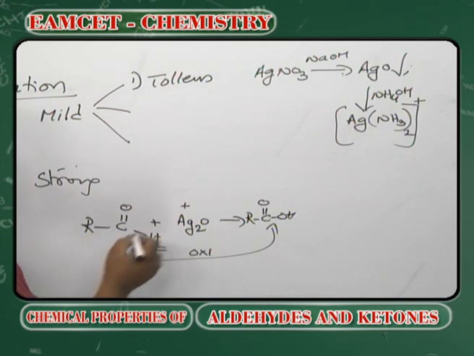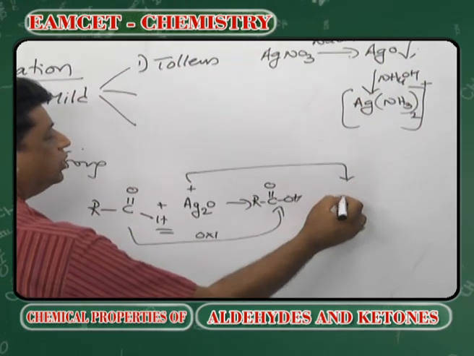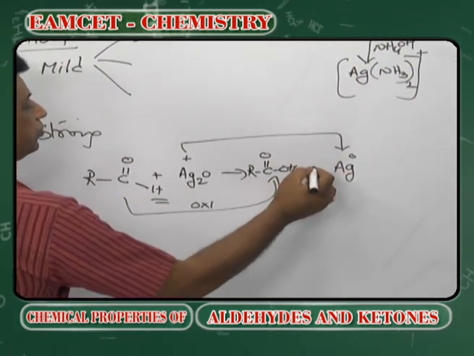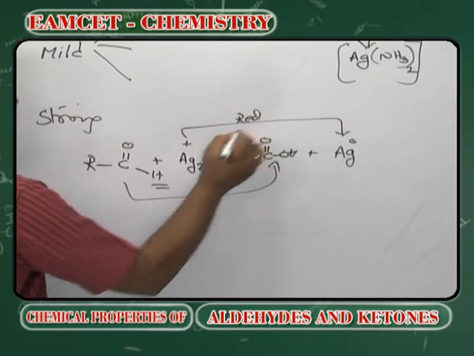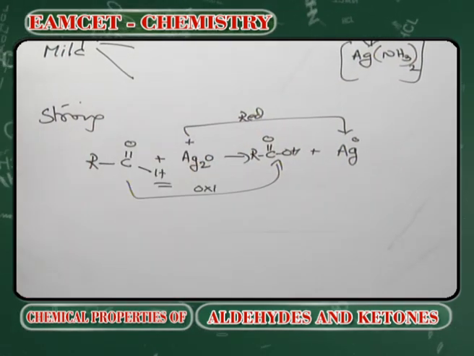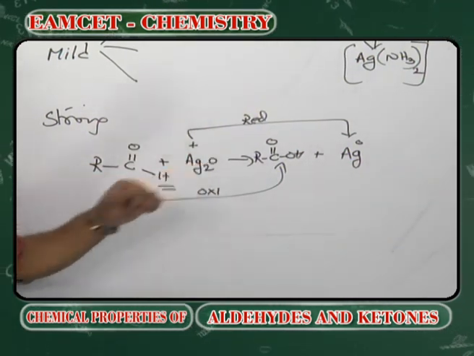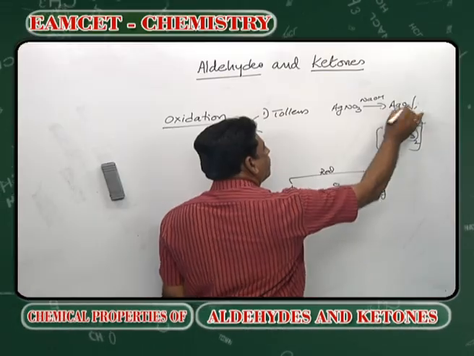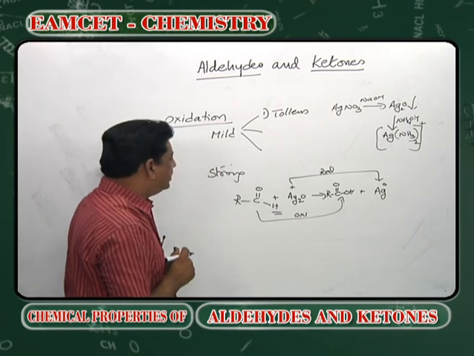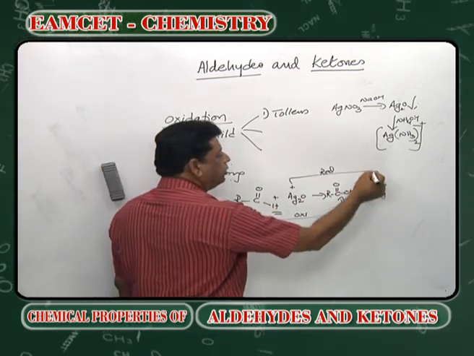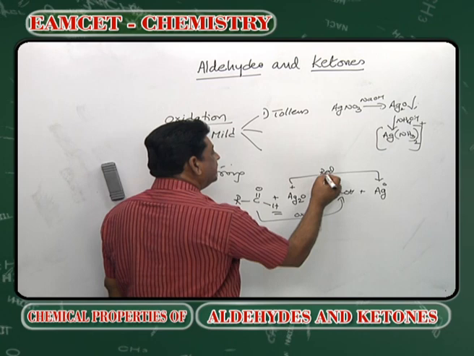Silver is in the +1 form, which is reduced to Ag0. This is a reduction reaction. The aldehydes are oxidized to acids, and the silver, which is there in the form of silver oxide Ag2O, Ag +1, will become Ag0. So therefore it is a reduction.